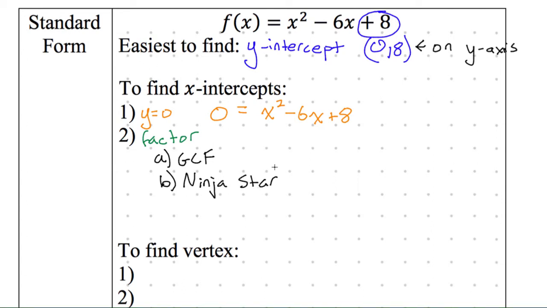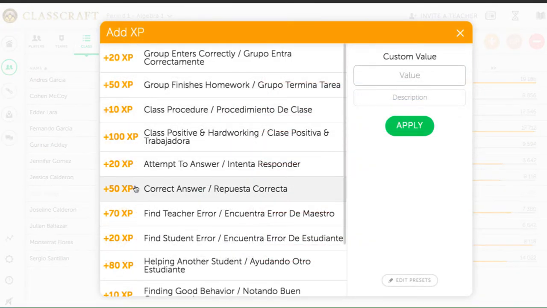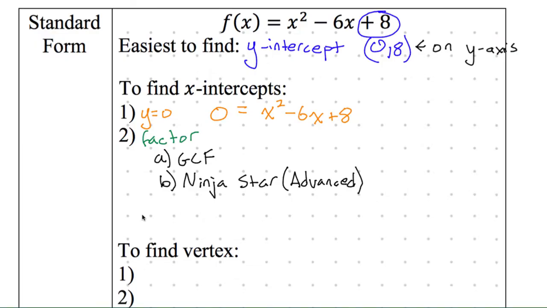I think from now on, yes, you are right, and I'll give that to you. But I think from now on, I'm just going to say Ninja Star, and let's always assume that it's Advanced Ninja Star. Because we don't normally do Ninja Star ever again for the rest of your math career. We're always going to be doing Advanced Ninja Star.